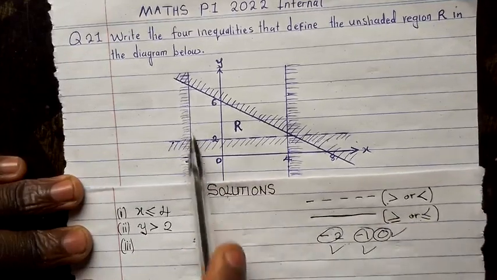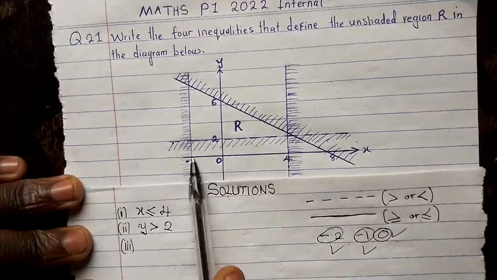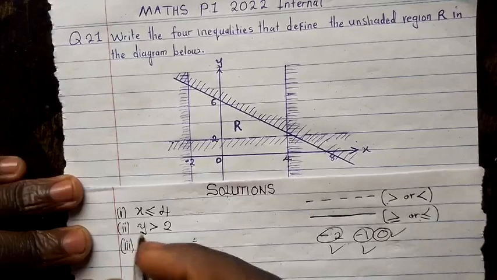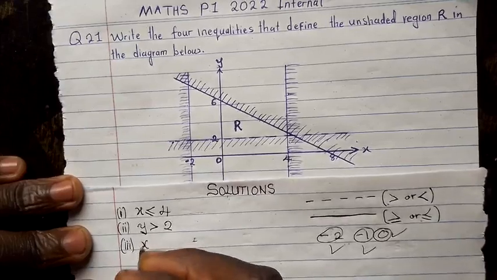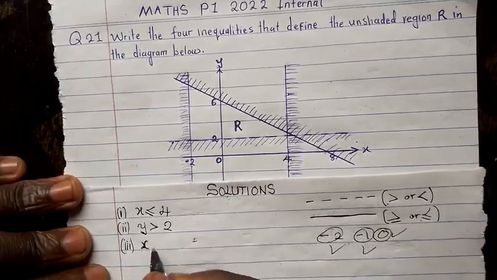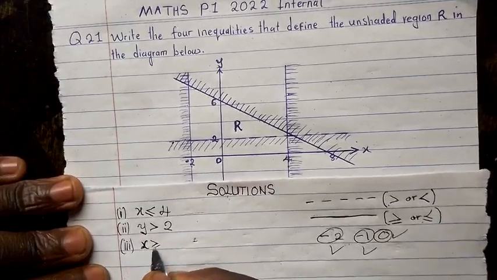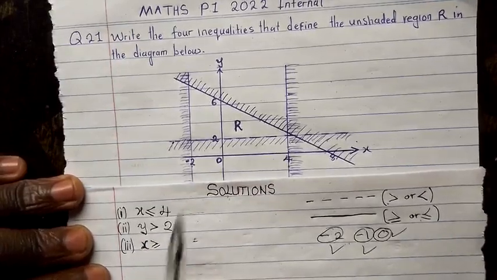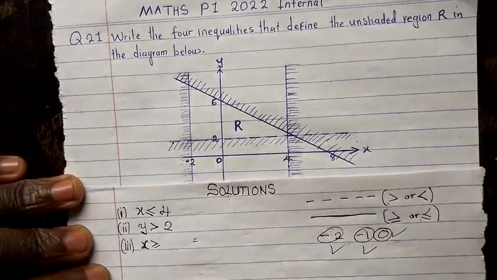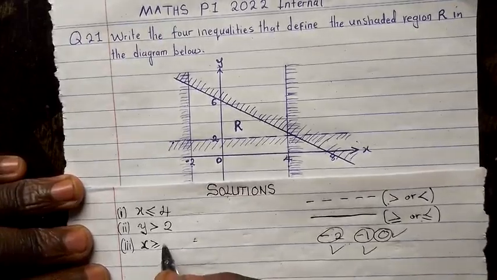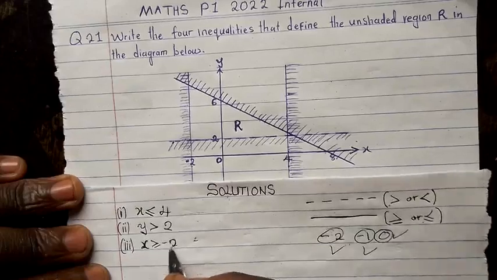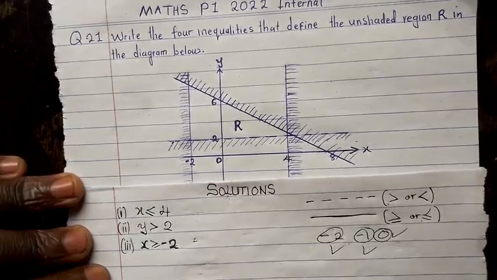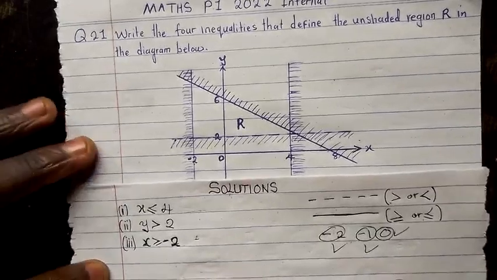So I'm going to say this one is cutting through which axis? It is cutting through the x-axis. So I'm going to say x. Then which symbol am I going to use? It is greater than or equal to. Now at which point is this line cutting? It is cutting at negative what? 2. So I'm going to write -2. So in this part here, we are done.